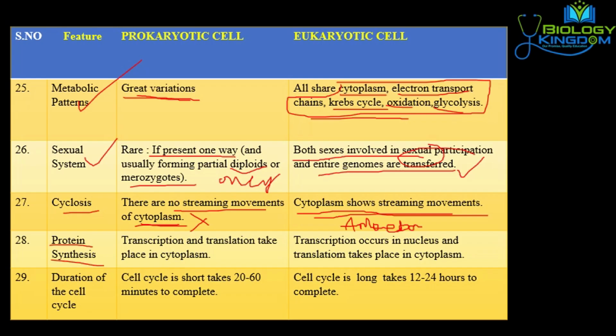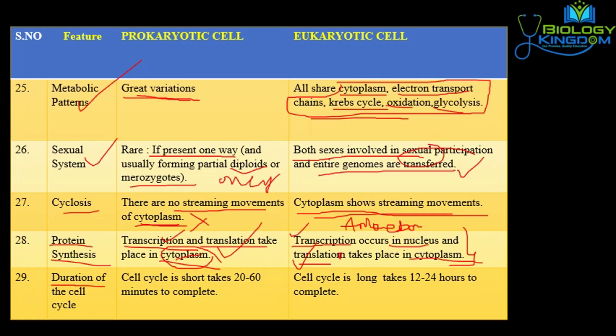Coming to protein synthesis, in prokaryotic cells we have transcription and translation taking place in the cytoplasm. So both transcription and translation occur in the cytoplasm only. But in eukaryotic cells we have transcription happening in the nucleus and translation taking place in the cytoplasm. So transcription and translation take place in two different cell organelles in eukaryotes, but it happens only in the cytoplasm in prokaryotes.